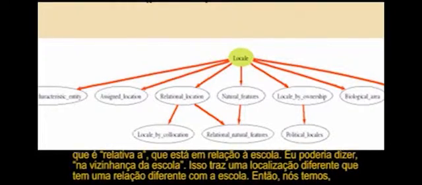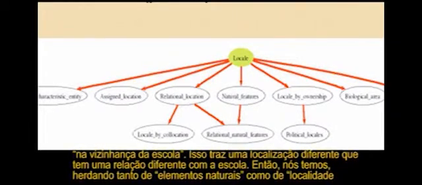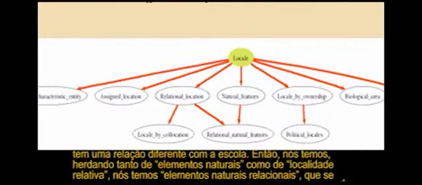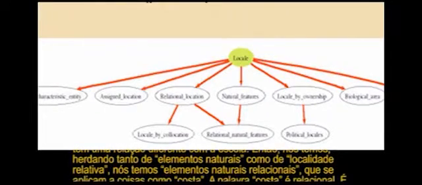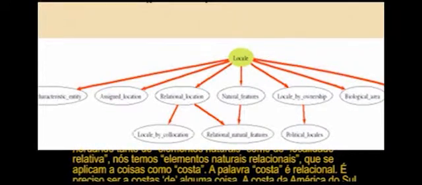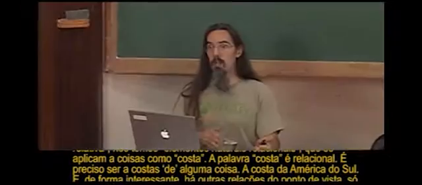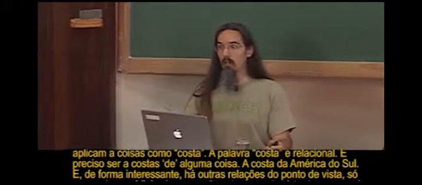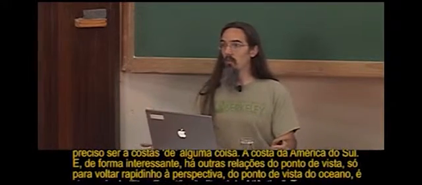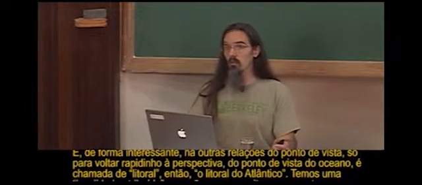Then, inheriting from both natural features and relational location, we have relational natural features. This is for things like coast. A word like coast is relational, right? It has to be the coast of something, right? So the coast of South America. And interestingly, the other relationship, just to get back to perspective slightly, from the point of view of the ocean is called shore. So the shores of the Atlantic, right?